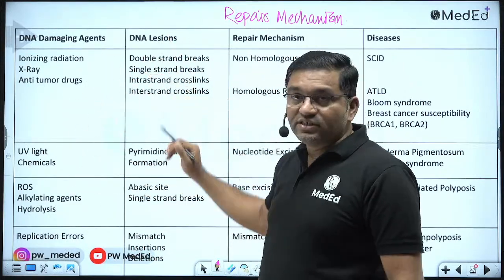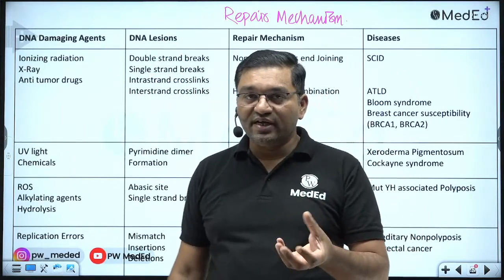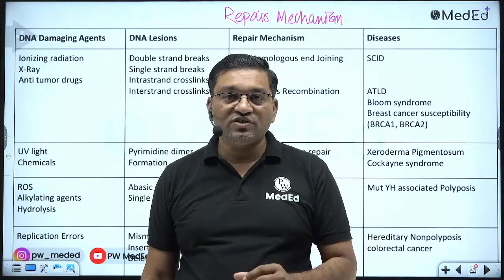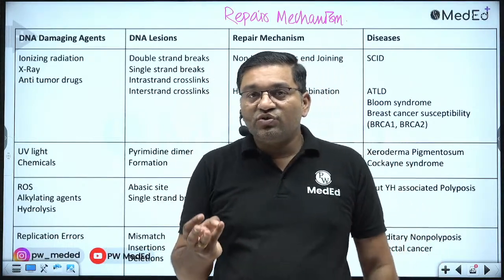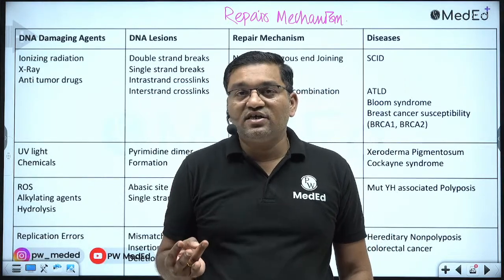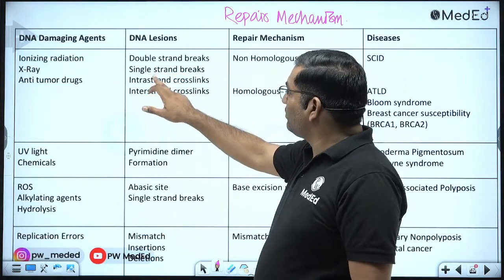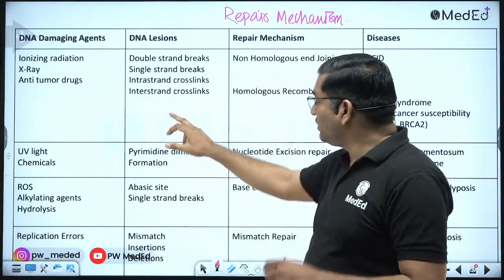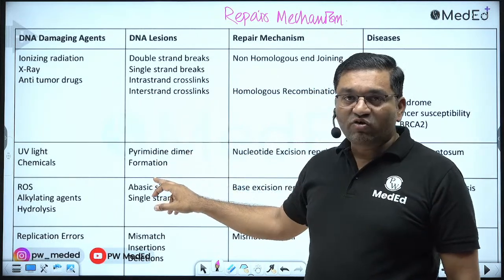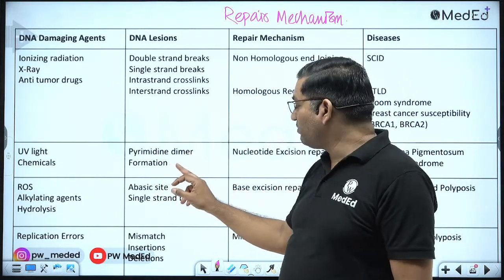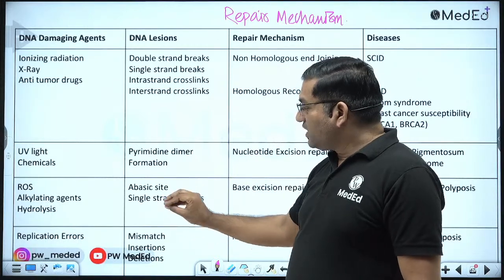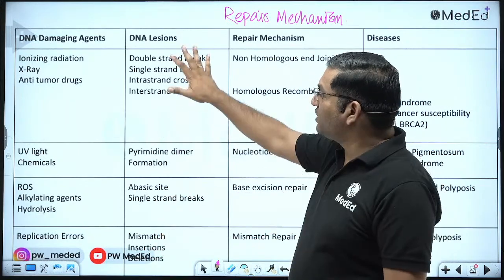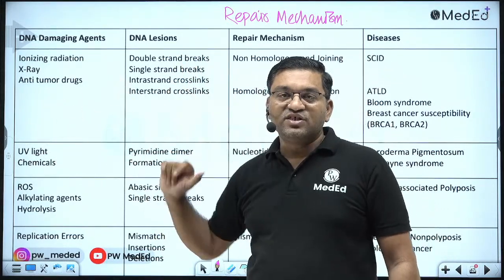These are the DNA lesions, meaning double strand break, single strand break, thymidine dimer formation, pyrimidine dimer formation. Then base substitution, single base alteration, two base alteration. See, double strand break, single strand break, intrastrand crosslinks or interstrand crosslinks, pyrimidine dimer formation. This is UV light induced thymine dimer formation. Then creation of an abasic site or single strand break or mismatch. These are the various DNA lesions caused by these DNA damaging agents.